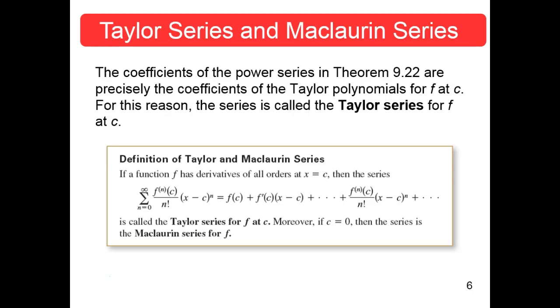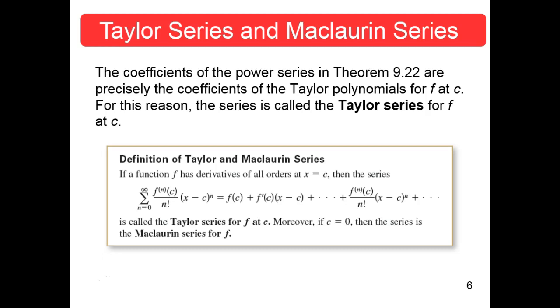The coefficients of the power series in that theorem are precisely the coefficients of your Taylor polynomials that we did back in whatever, 9.7 or 9.8, whenever we did Taylor polynomials for f at c. For this reason, the series is called the Taylor series. There are Taylor polynomials back there, Taylor series here, when you're adding them all together.